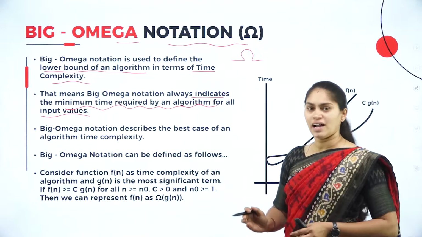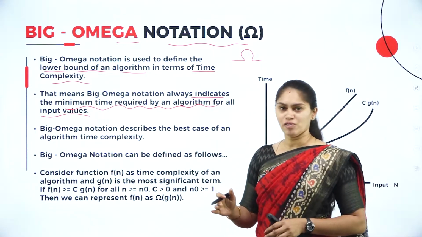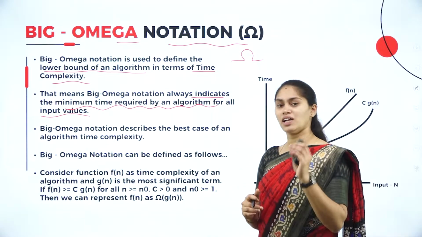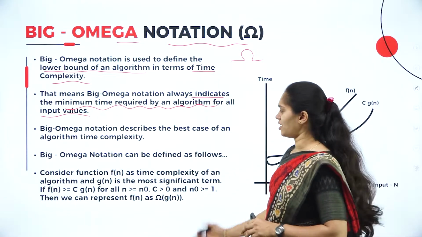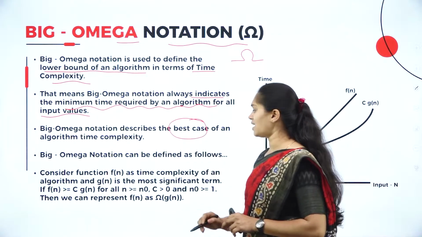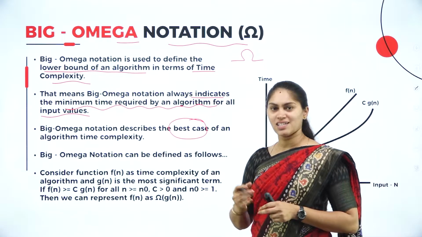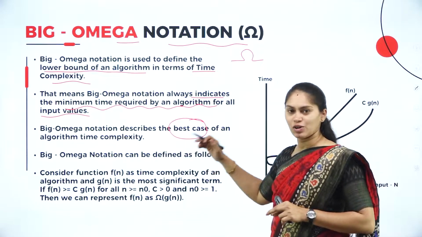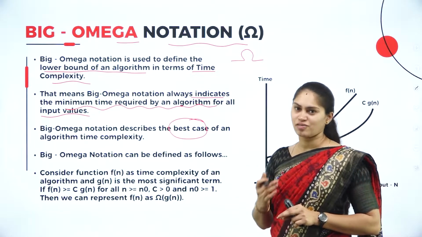So if I have 100 inputs or 10 inputs or 98 inputs, whatever the number of inputs, what is the minimum time it takes to give a result? That is defined by this big omega notation. It also always indicates the best case of an algorithm. So big O indicates the worst case, big omega indicates the best case. Next we have big theta, which indicates the average case of an algorithm.